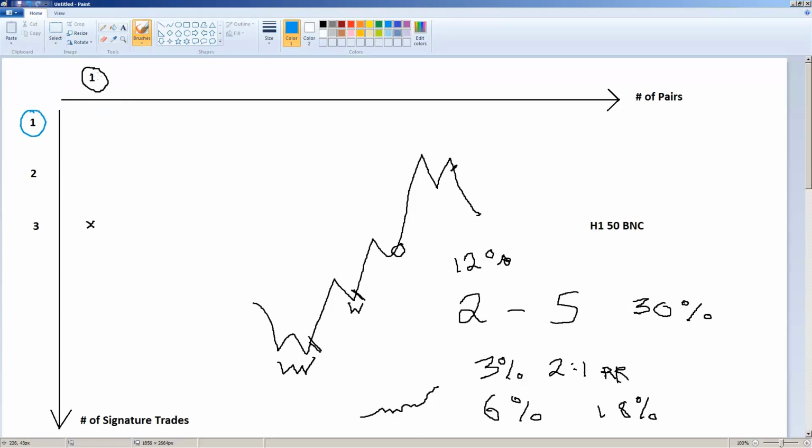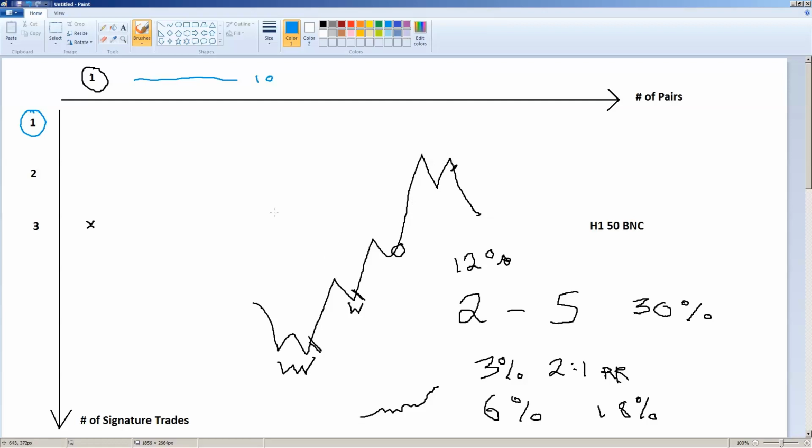Well, if you only watched one pair with one signature trade, there'd be many weeks that go by that you didn't get anywhere near 2 to 5 trades a week. Right? So you want to get 2 to 5 trades a week. Well, guess what? You might have to work this number up, right? You might need to bring it to 10. Okay? And no one's going to be able to answer this until they actually do the work on this, right? Maybe you need to bring it up to 12.